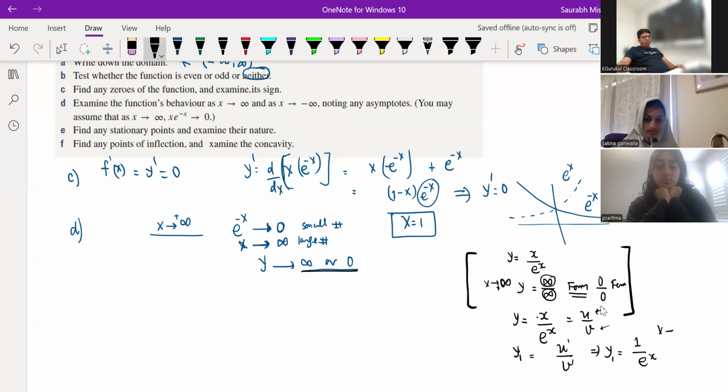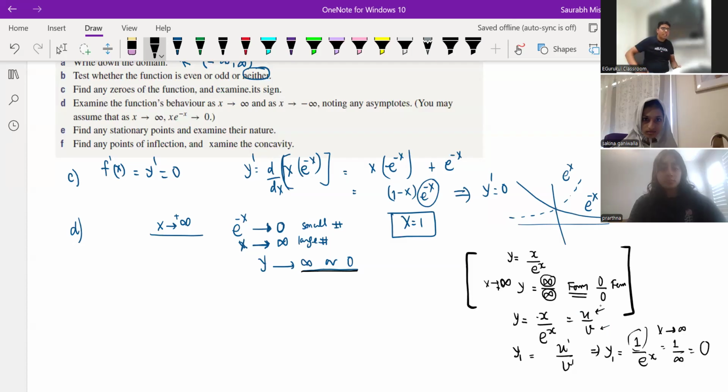Now look at this y1 where it is tending. So when x tends to infinity, this is 1, right? But this is tending to infinity. So 1 by infinity means 0. Clear? If you want to search on the internet, this is called L'Hospital rule.